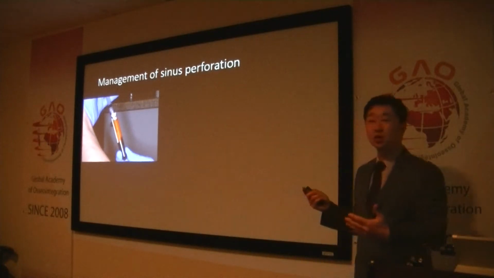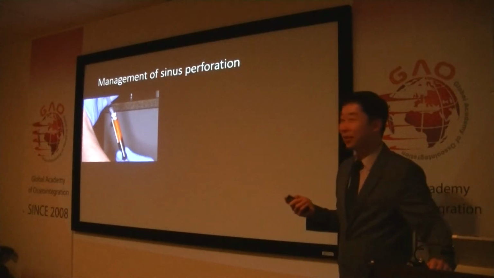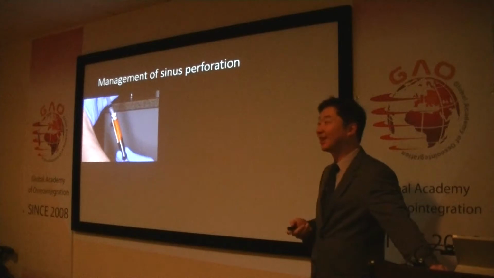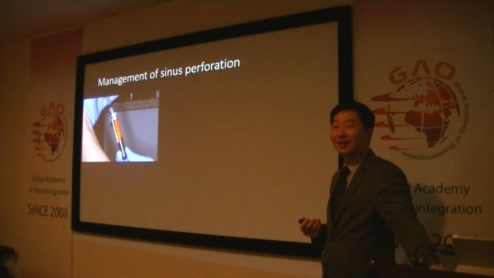What else? Suture maybe. Have you tried suturing the Schneiderian membrane? I tried it, and what happens? It gets bigger, right? It tears. The hole gets bigger and bigger. And what happens when you put a collagen membrane?